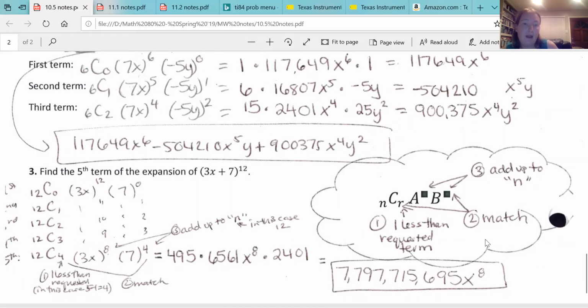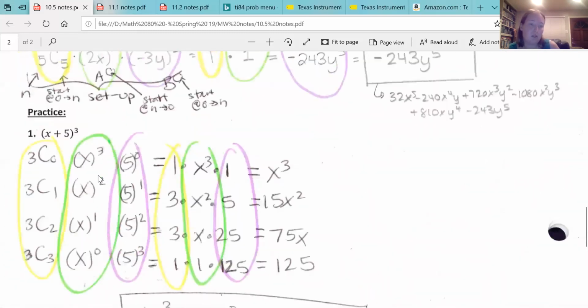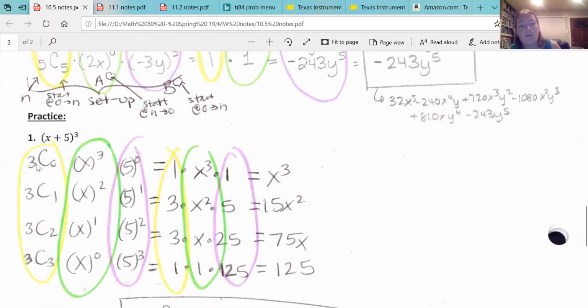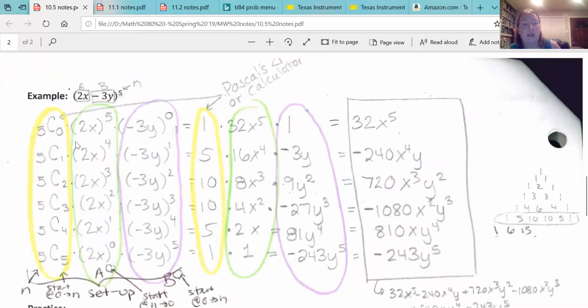So I hope that that helps. The main thing I want to make sure you are aware of, these things multiply. How to find this is either Pascal's triangle or your calculator, or technically the formula, but I wouldn't recommend that. And then make sure that you are raising each of your factors to that power.